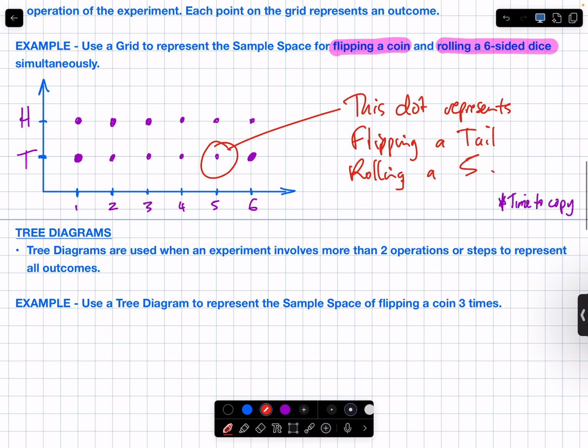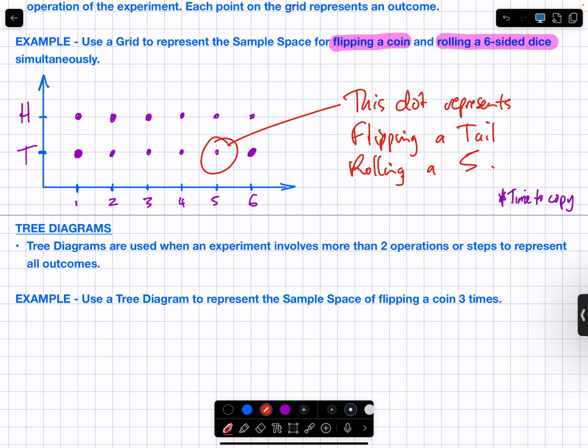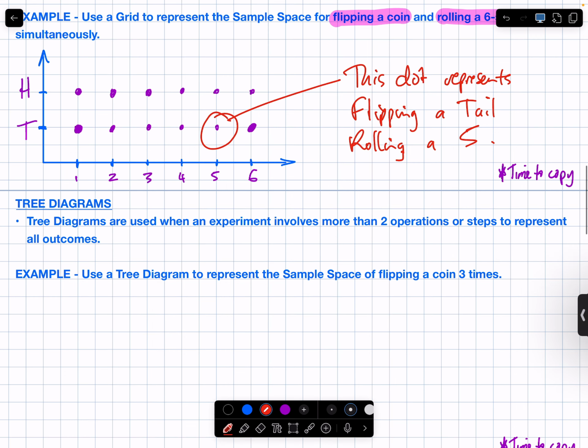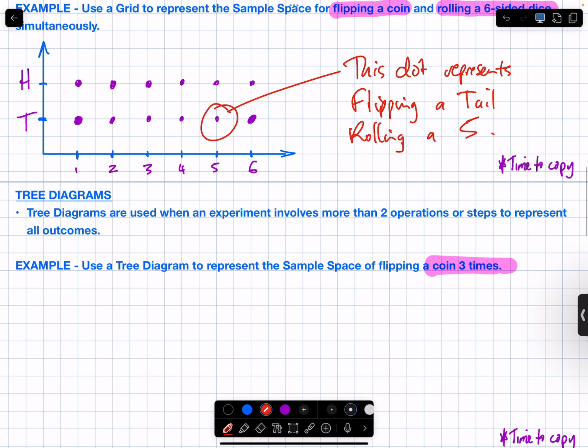I'll keep that there. What is a tree diagram? It's used when an experiment involves more than 2 operations or steps to represent all outcomes. So if I wanted to use a tree diagram to represent the sample space of flipping a coin 3 times, a grid is not in 3 dimensions, so I can't represent that. I need a tree diagram now because there's more things to happen here. So how am I going to use a tree diagram to represent this?